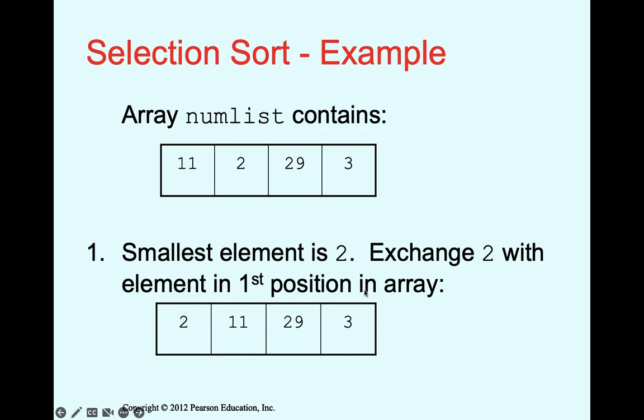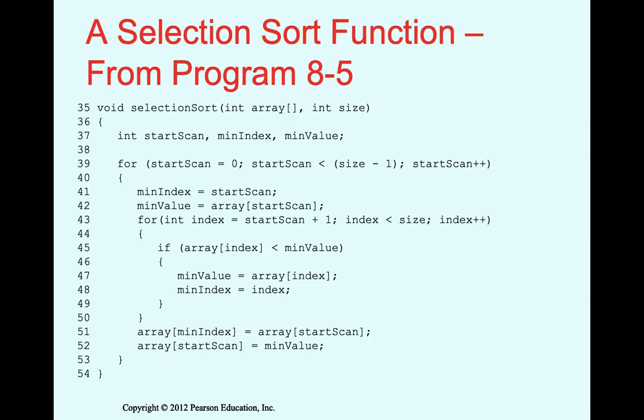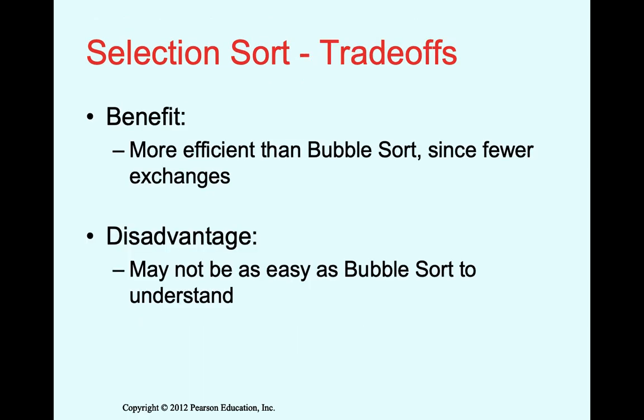And then 2 is sorted. For the rest, you look for the smallest. The smallest is 3. You swap it with the second position. So 3 is here. And then for the rest, you look for the smallest, which is 11. You swap it with the third element, and so on, until you are done with the array. So in this case, you sort the array. This is the code. The benefit is that it's more efficient than bubble sort since we make fewer swaps, but the disadvantage is that it may not be as easy to understand as bubble sort.